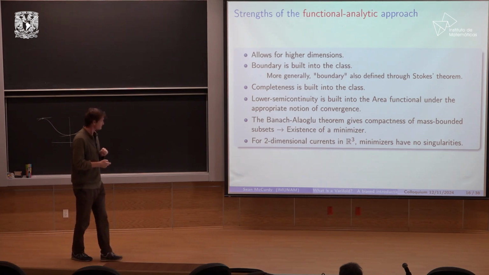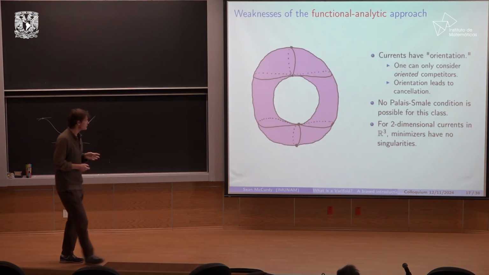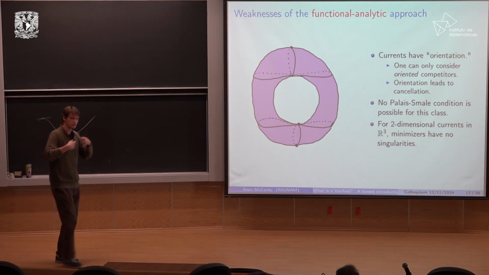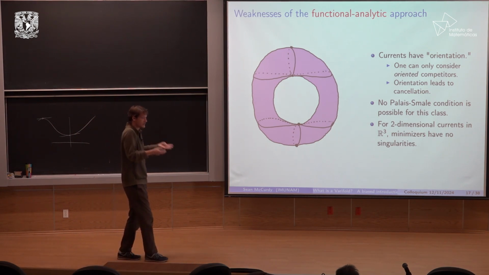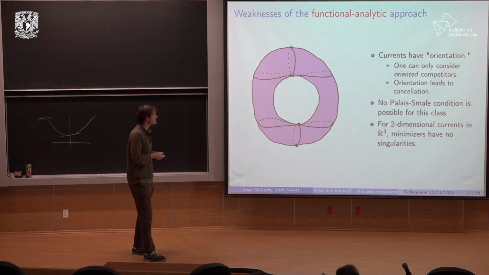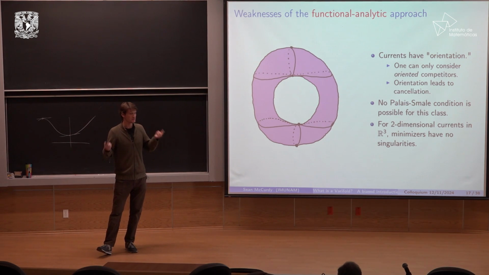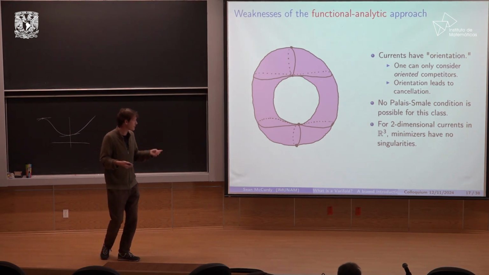Life is good. But there are also drawbacks to this framework. One of the weaknesses is that currents have orientation. In order to build your differential geometric integration theory on manifolds, you need an orientable manifold. So you can only consider oriented competitors, and maybe you want to consider surfaces which are not oriented. Those seem like perfectly reasonable competitors for surface area.